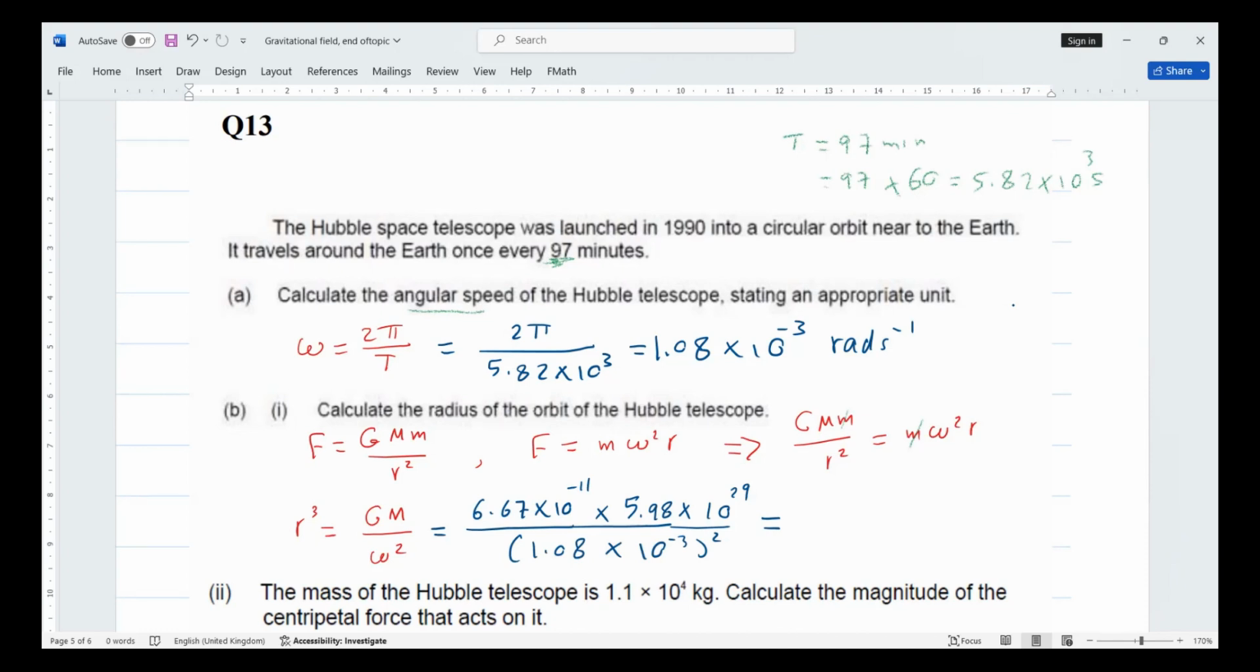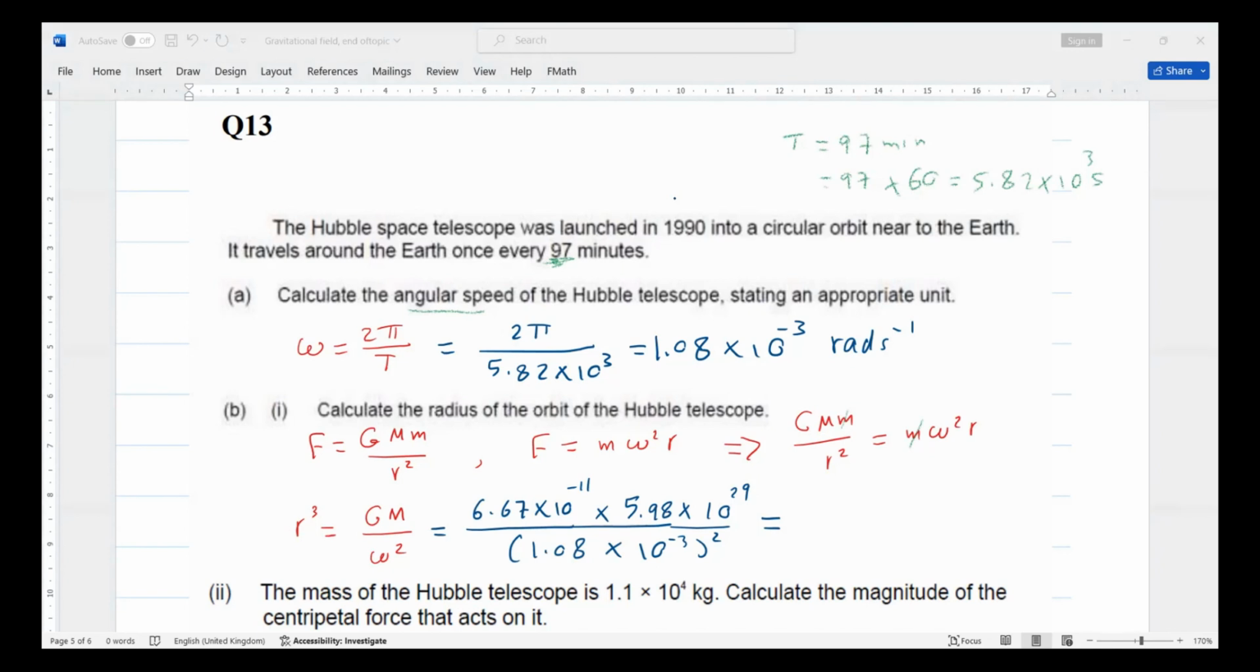So the answer is 3, and take the cubic root of the answer. So it is 3. Okay. But I think M here is incorrect. Is it? Yes. Okay, let me check the mass of the Earth, because here the Earth travels, and we calculate the orbit.